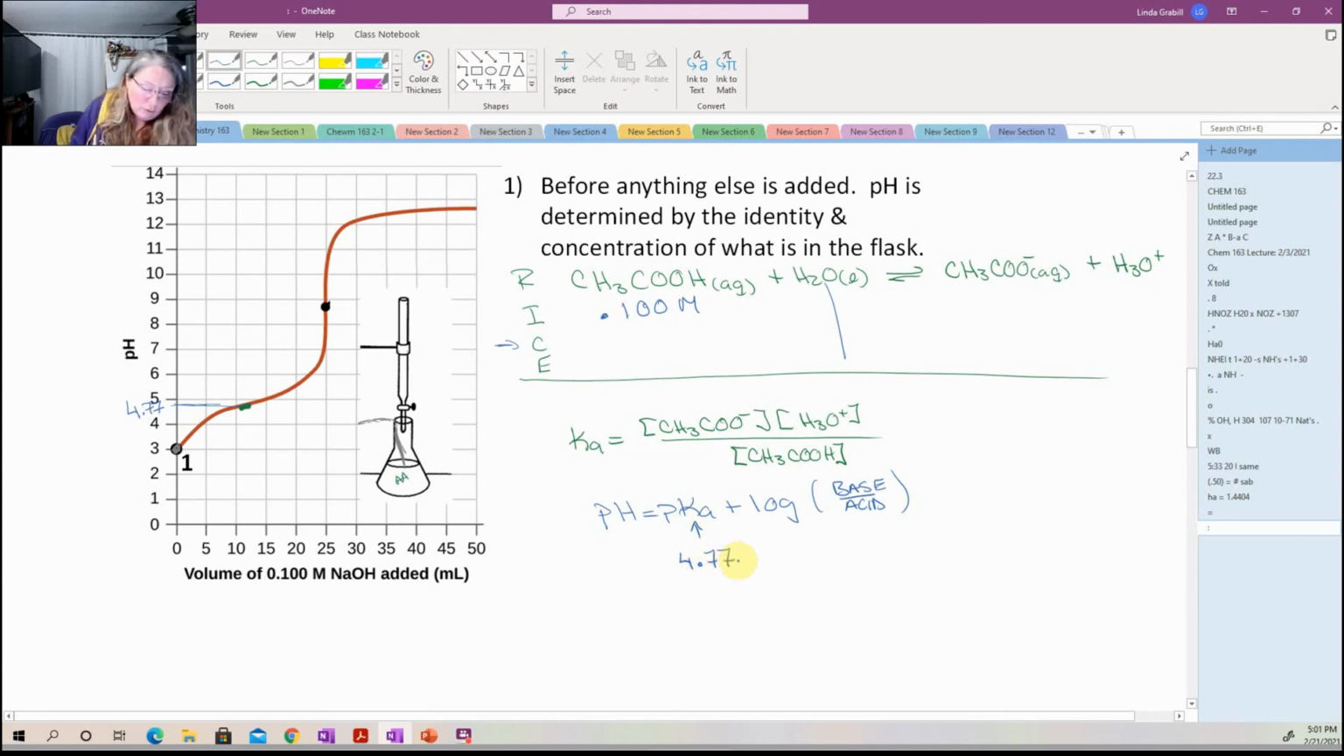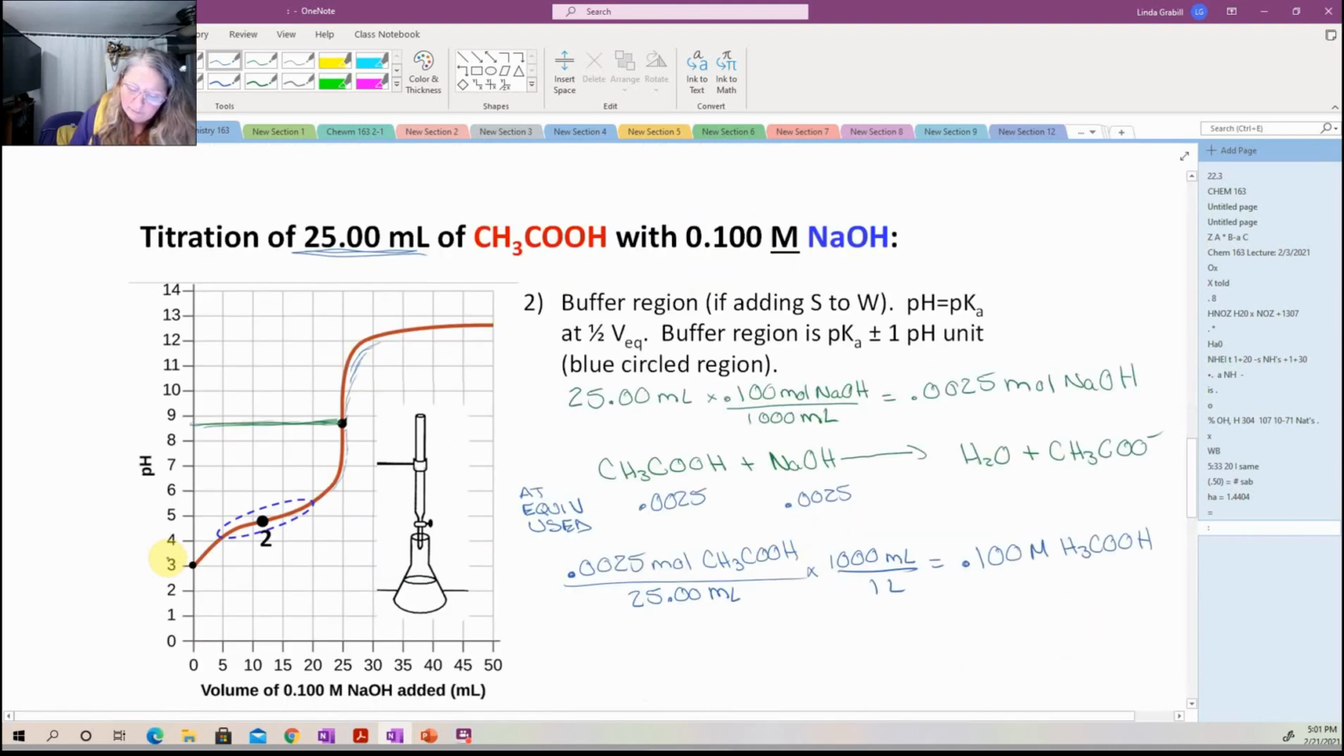So at any point in the buffer region, I can now use Henderson-Hasselbalch because I know what the volume is that I have, right? My 0.100 molar. And I know what the volume is that I've used of my sodium hydroxide. So remember what we were doing last week, where we were figuring out how many moles we've used and then subtracting them? That's all we're going to do now. So I can come back here and say, okay, I know what my starting was.